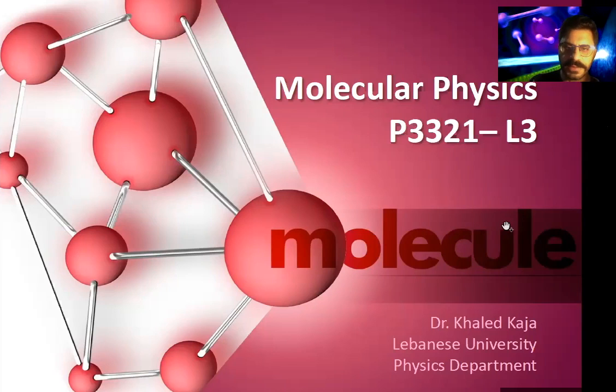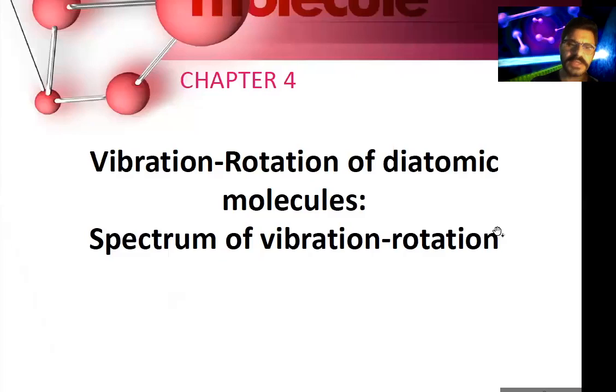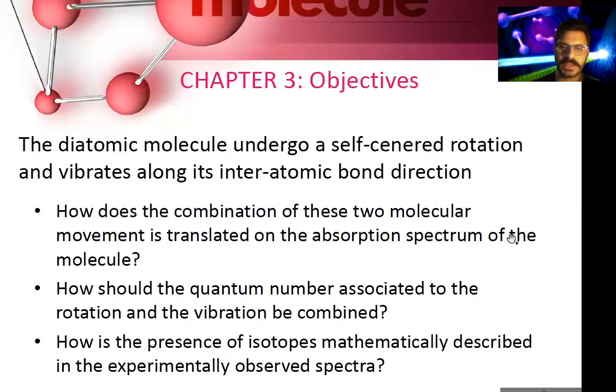So chapter 4 is going to be about, if you want, the combination of the two things that we have seen before: the vibration and rotation of diatomic molecules. So we're going to study the case where the molecule is doing both motions. So it's vibrating and rotating, which is usually the case. Obviously, we're going to study the spectra and see how things will show up.